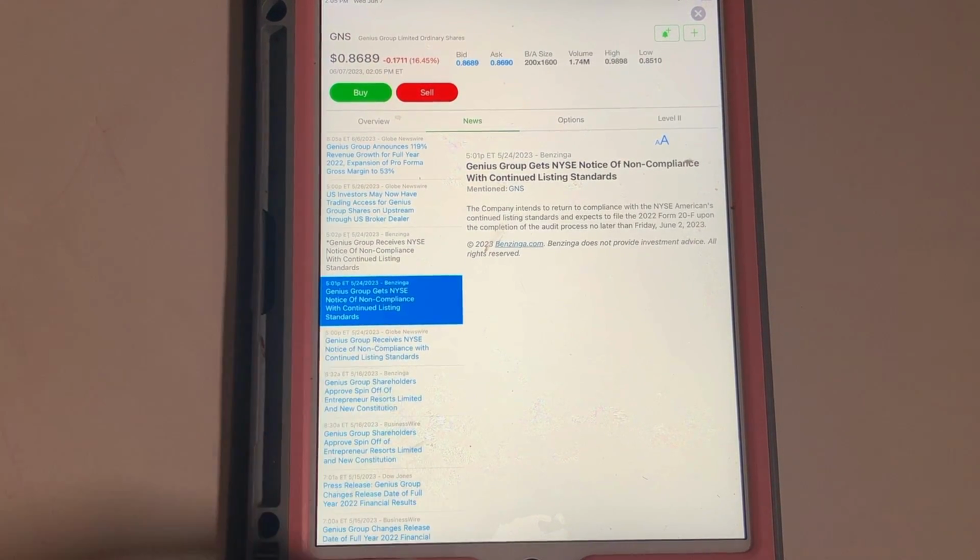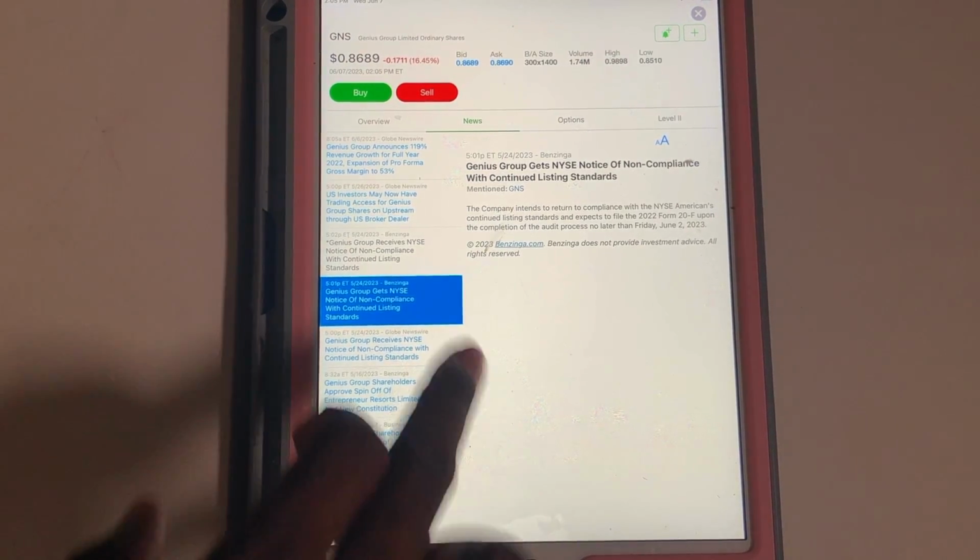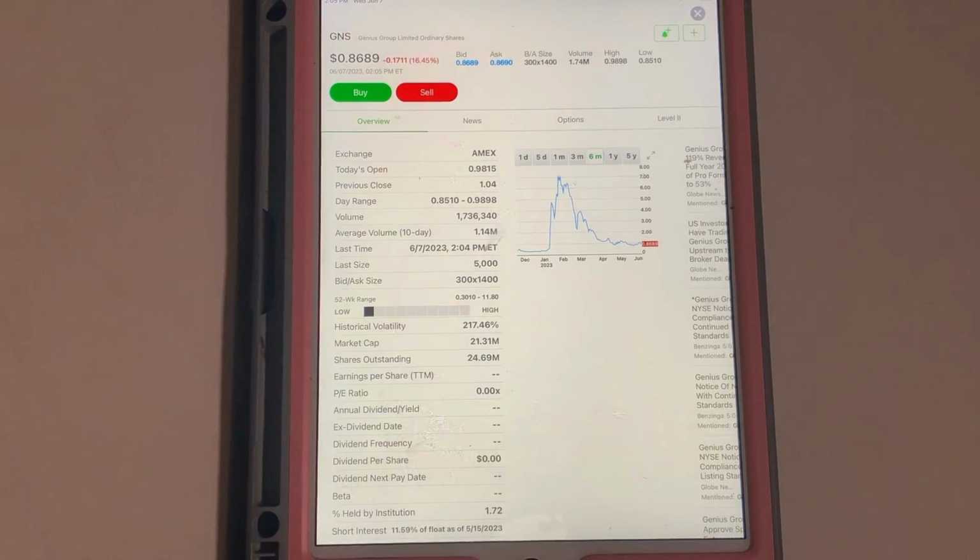Usually when companies get here, it's only a matter of time before they actually get delisted, or they tank all the way down to 10 cents, 20 cents. Sometimes they try to do a reverse stock split to get back to the $2 and $3, but that is not a good look for investors anyway. Okay, so I'll go back to the overview.